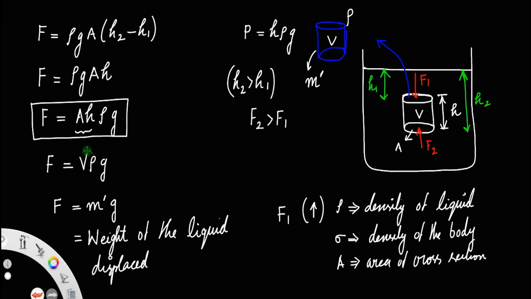So this principle is called Archimedes principle. You can say that this F, which we already took as the buoyant force, is equal to the weight of the liquid displaced by the body. So when a body is partially or completely immersed in a liquid, that body displaces a certain amount of liquid, and the weight of that liquid displaced is equal to the buoyant force acting on the body.